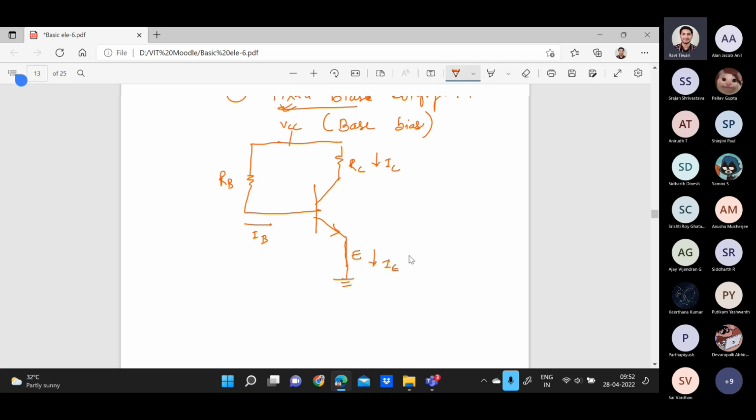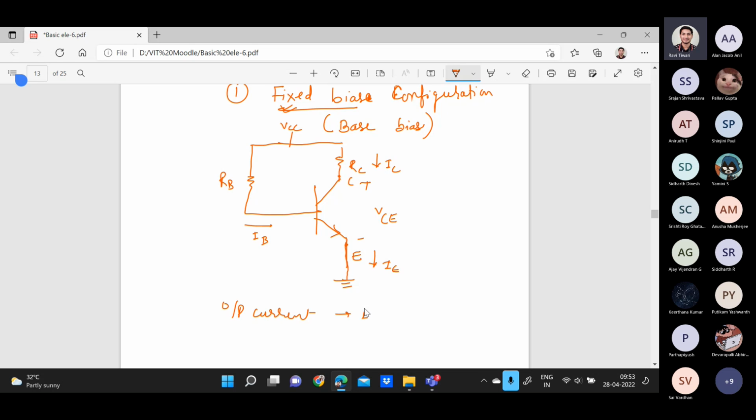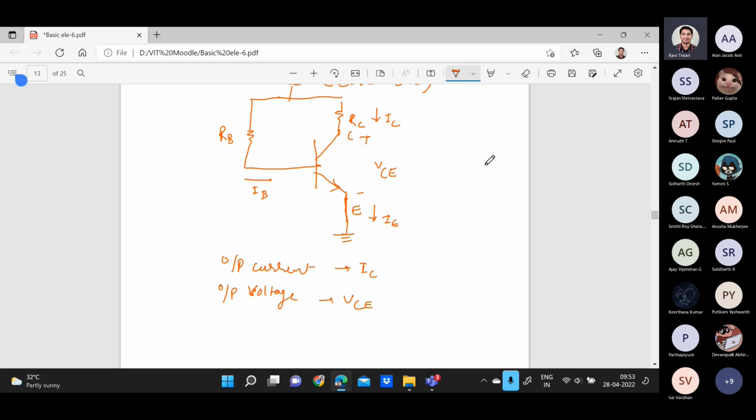This is the collector region, this is the emitter region, so the voltage across collector to emitter is called VCE. As I told you, they can ask you to find the output current, which in all circuits will be IC, and the output voltage, which is VCE.